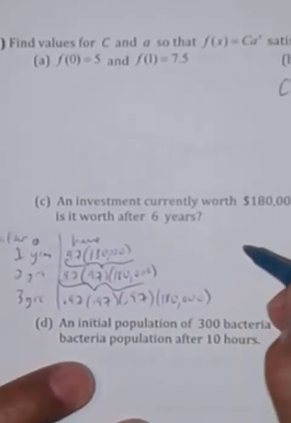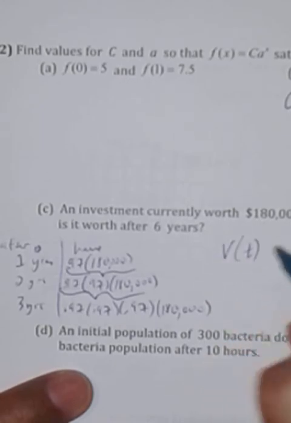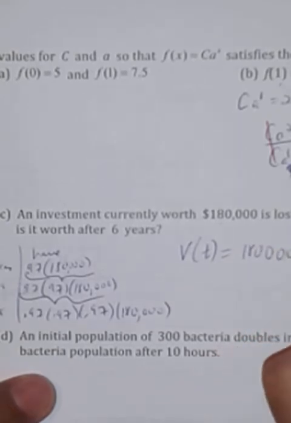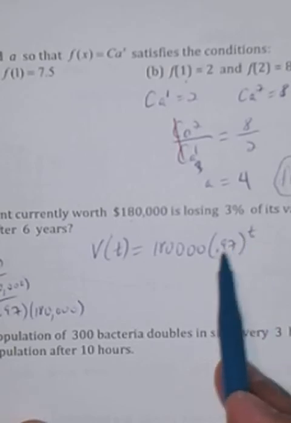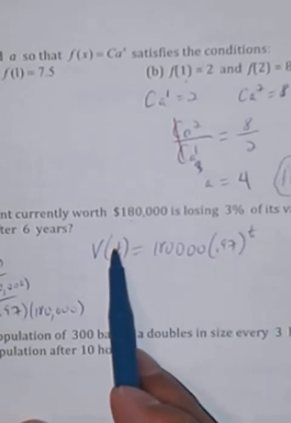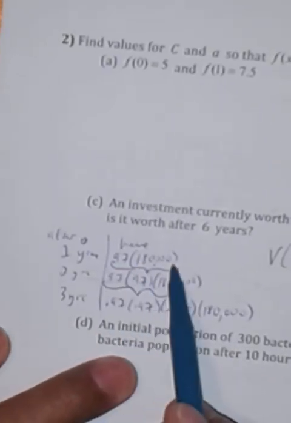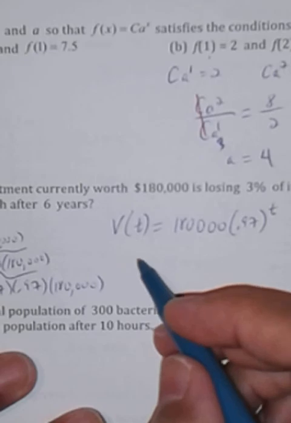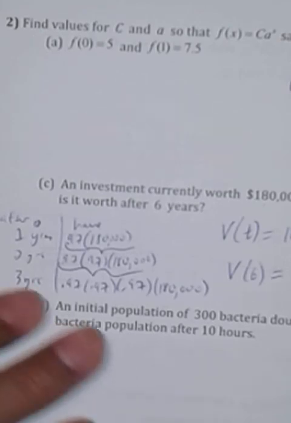So the value, I'm going to say V of t for the number of years, is 180,000 times 0.97 to the t power. Notice after 0 years, that means initially, 0.97 to 0 is 1, so the value at time equals 0 is 180,000. The value at time equals 1 is 0.97 times 180,000, whatever that is. So that applies to any time t, and I'm going to let you guys in class find V of 6. Okay, so you get to do that part.